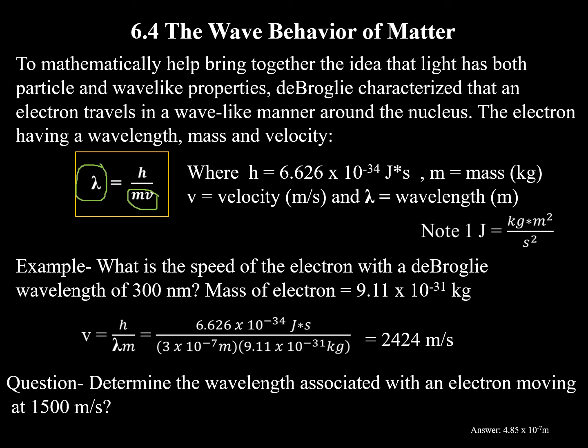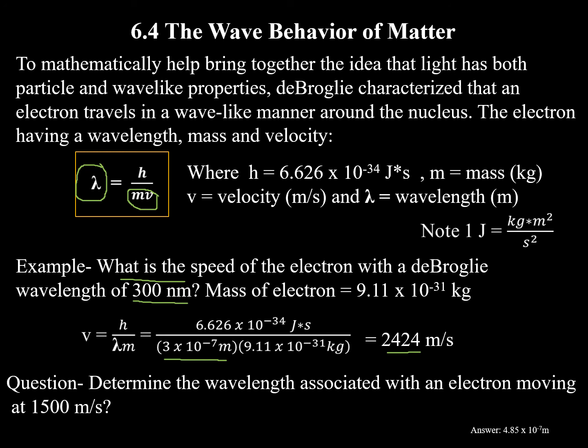So the question here is, what is the speed of the electron with a de Broglie wavelength of 300 nanometers? The mass of the electron is 9.11 times 10 to the minus 31 kilograms. So here we have to convert the wavelength to meters, which we've done here. Planck's constant in the numerator, 9.11 times 10 to the minus 31 kilograms is the mass of the electron. And we plug in the values, we get 2,424 meters per second.